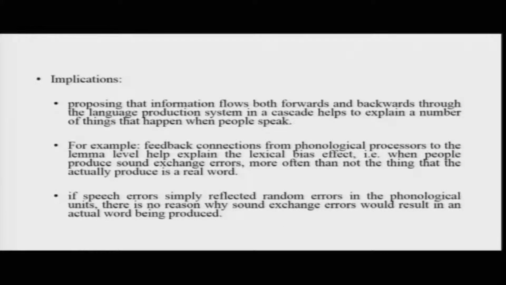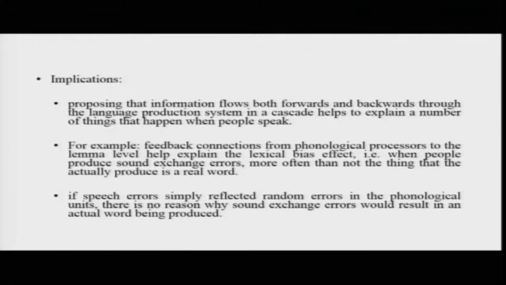Okay. Now, what are the implications of this kind of model? Let us look at it. Proposing that information flows both forwards and backwards through the language production system, and in a cascaded manner, could help us to explain a number of different things that happen when people speak. One of the things that can be explained from this is that feedback connections from phonological processes to the lemma level help explain the lexical bias effect.